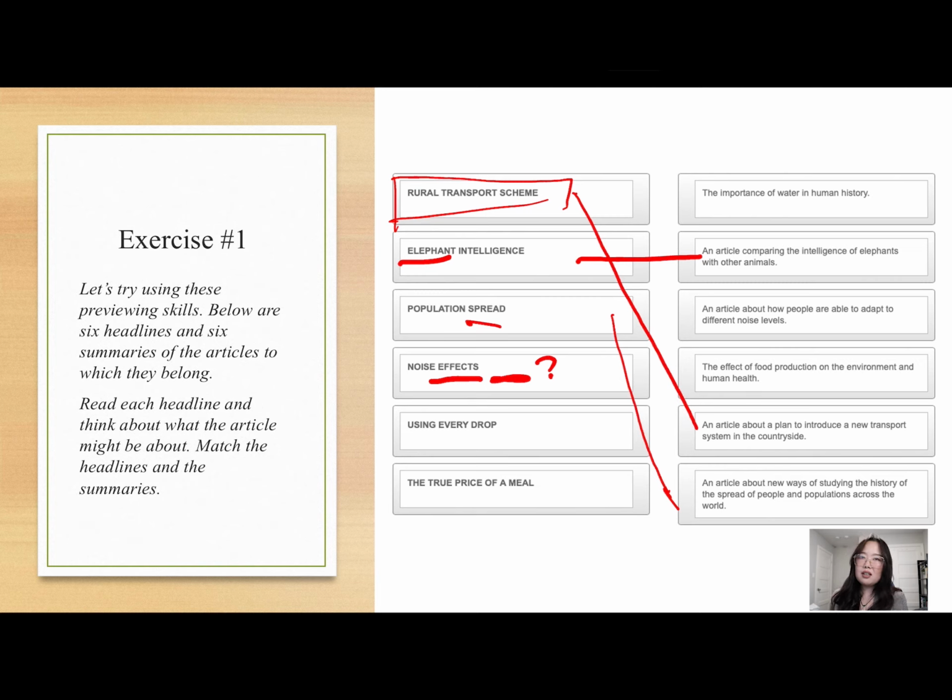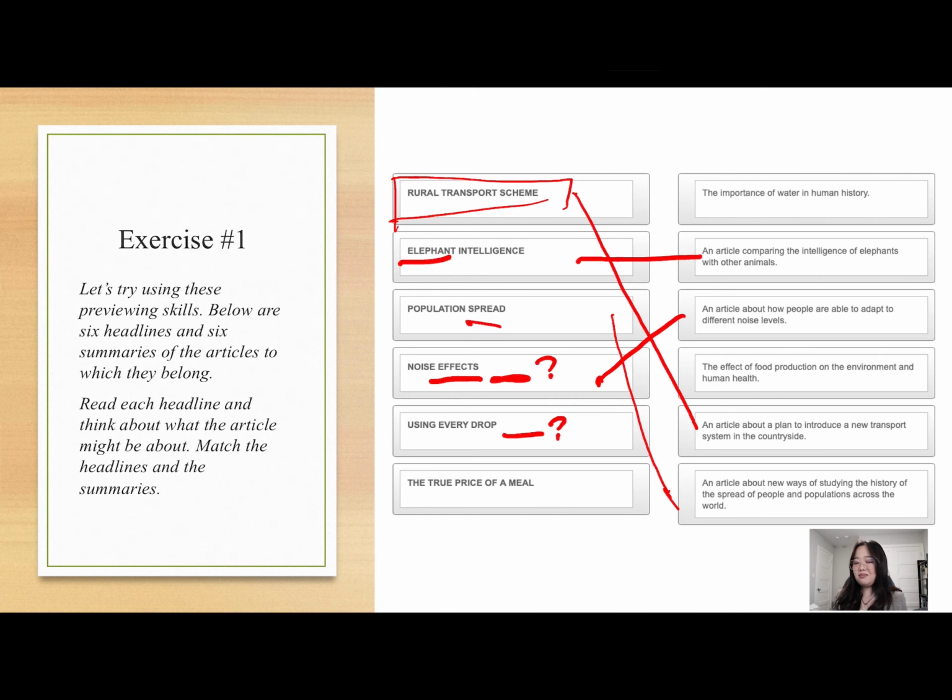Physical health? You know, you can't sleep because it's too noisy. You can't study well. You can't concentrate because it's too noisy. Let me see. Yeah, here. An article about how humans are able to adapt to different noise levels. Okay, wonderful. Next one. Using every drop.